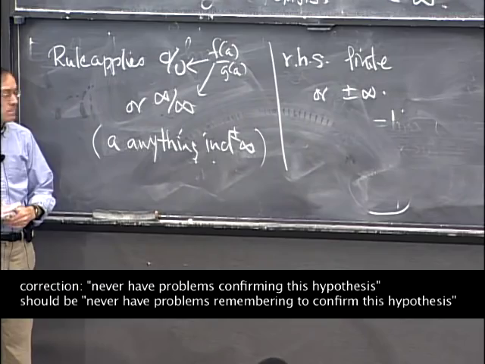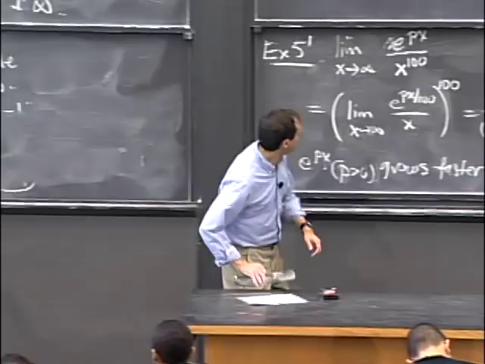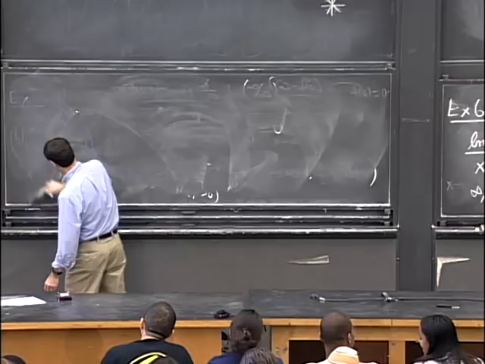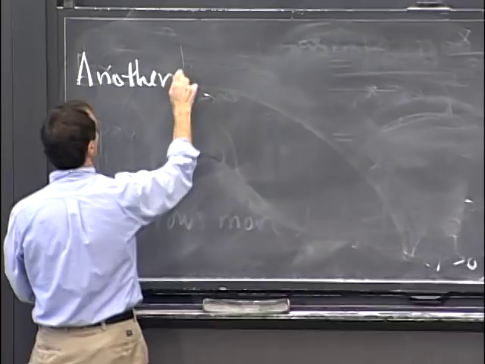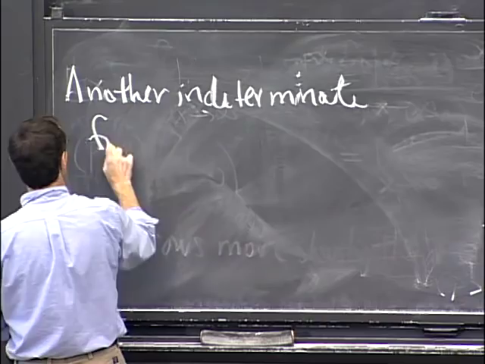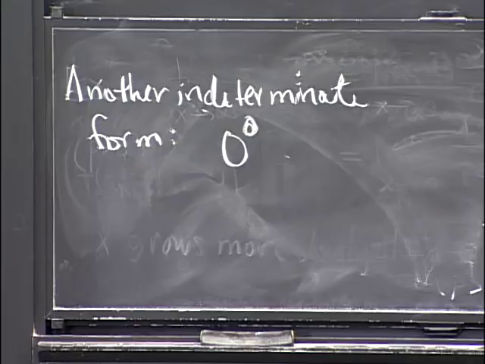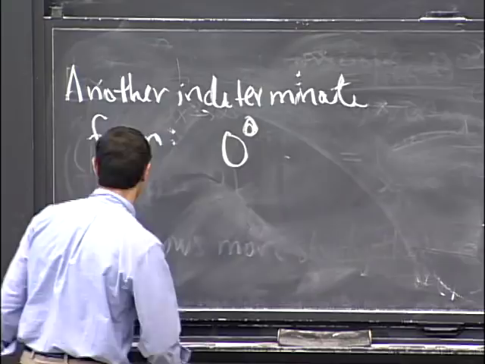All right. Well, let me give you one more example here, which is just slightly trickier. So here's another indeterminate form. That's going to be 0 to the 0 power. So there are lots of these things where you just don't know what to do, and they come out in various different ways. Now, the simplest example of this is the limit as x goes to 0 from above of x to the x.